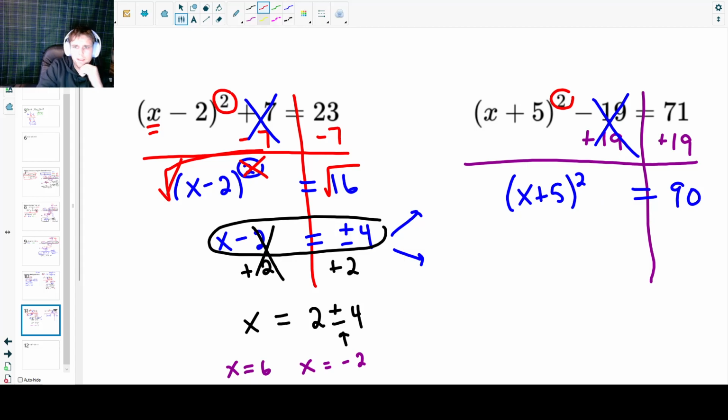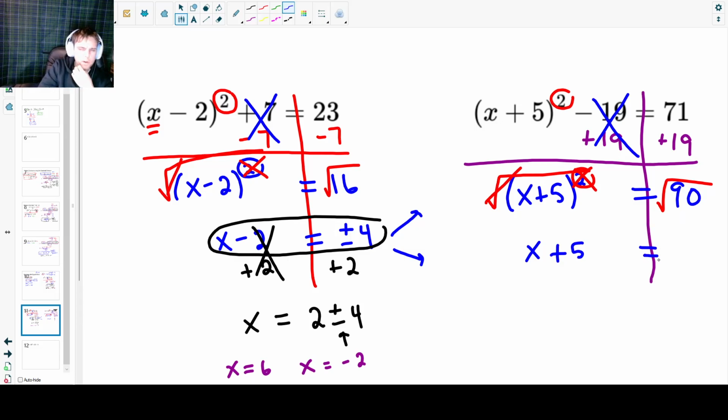Alrighty, and then square root time, right? Because we need to get rid of this squared. It's kind of trapping the x inside of these parentheses here, so we can get rid of that by taking the square root. Cancels out our exponent. We get x plus 5 equals square root of 90.